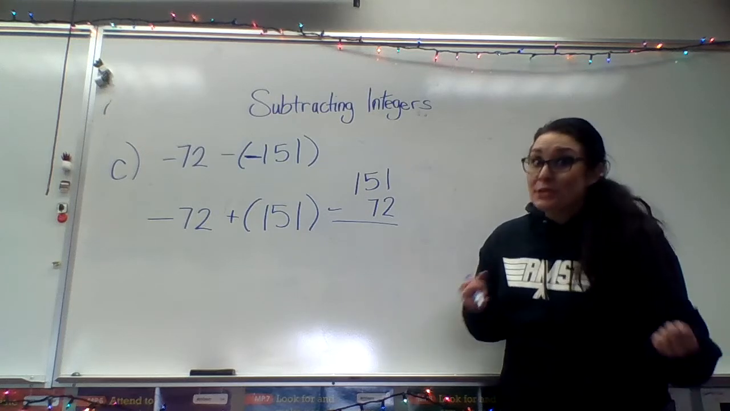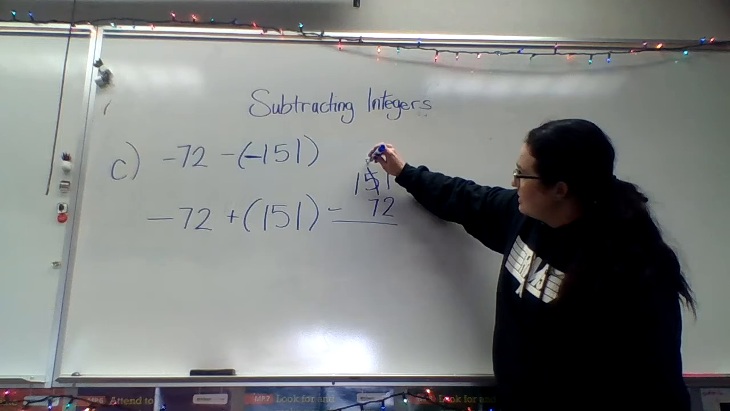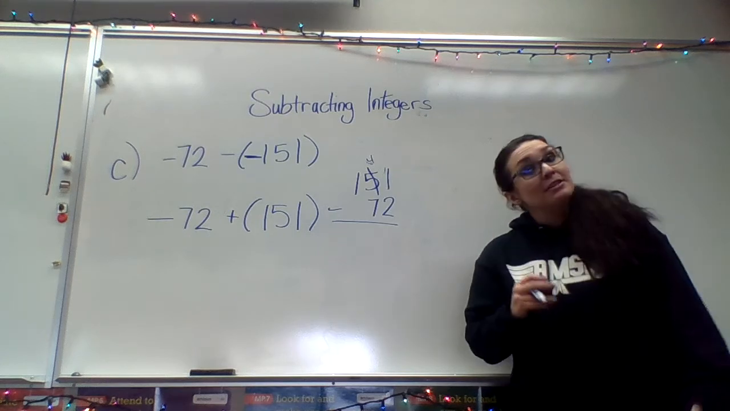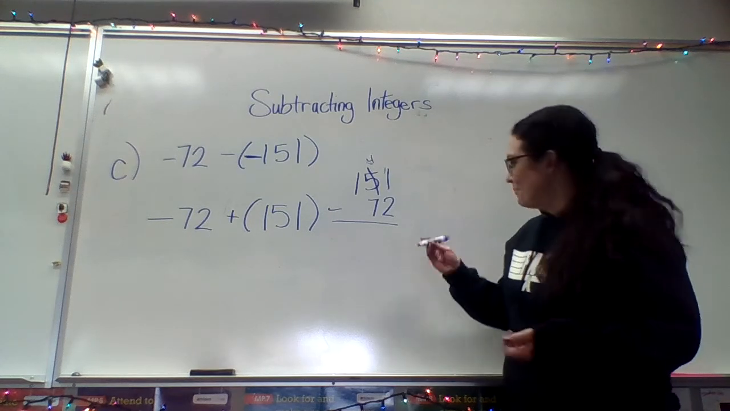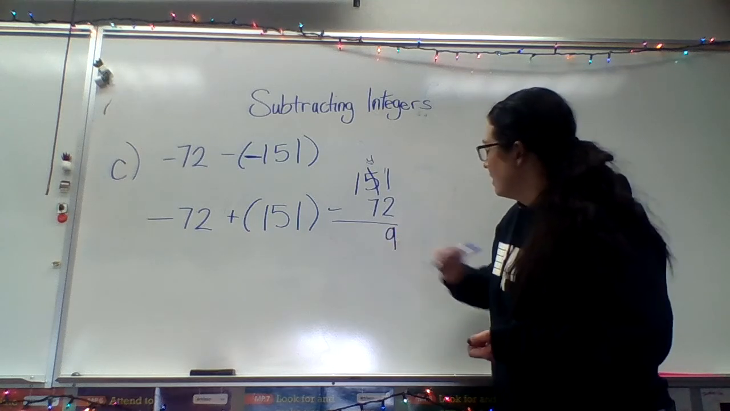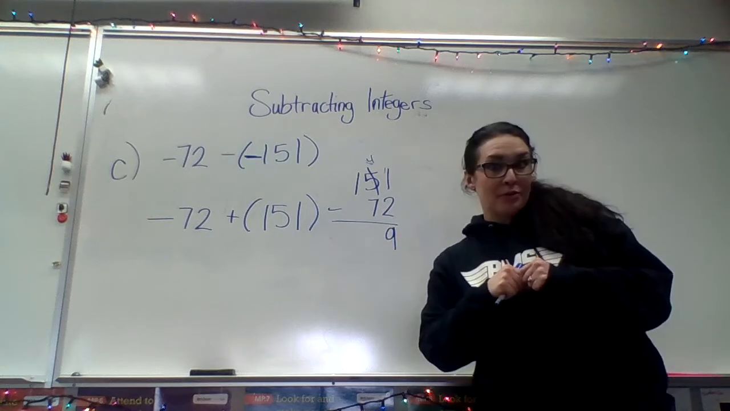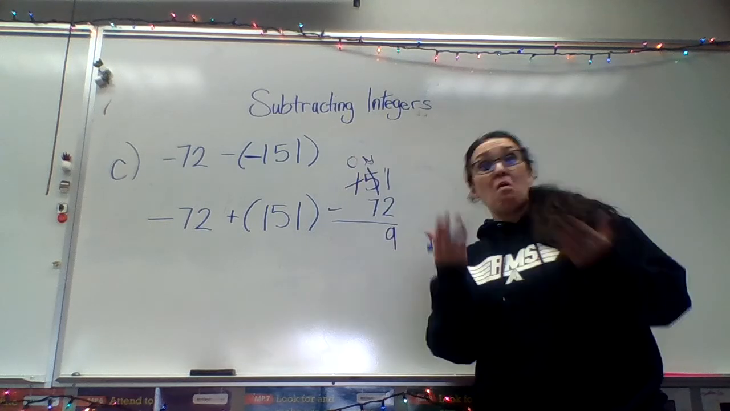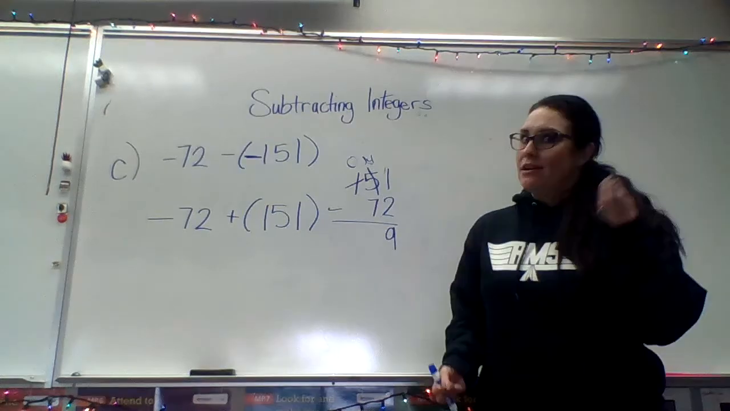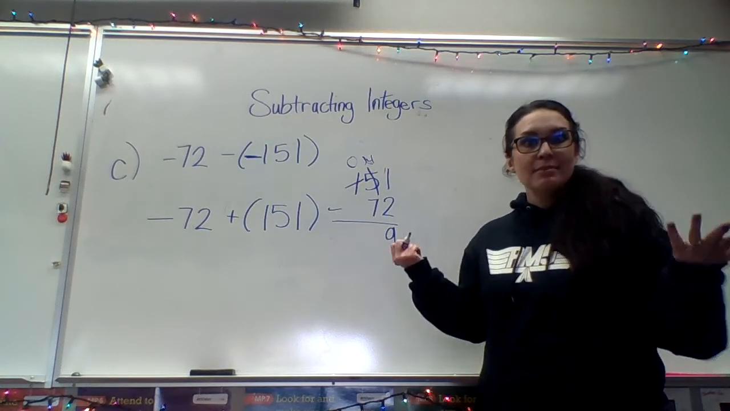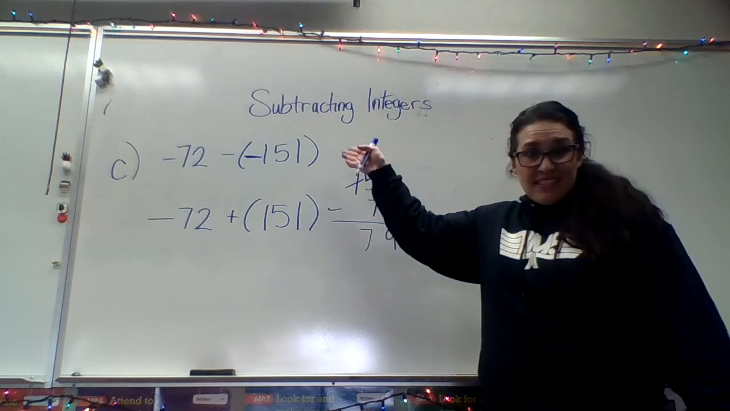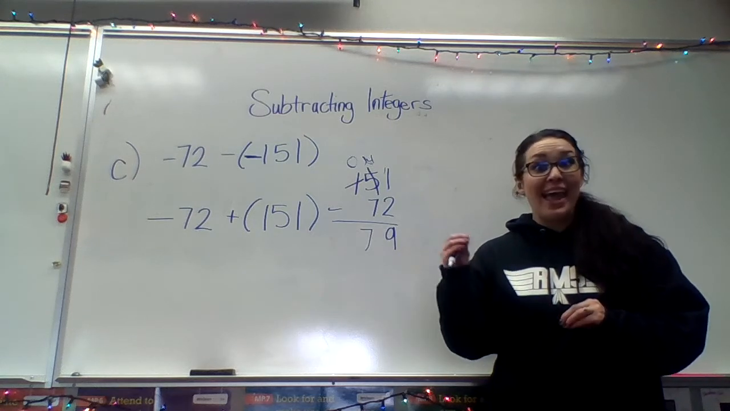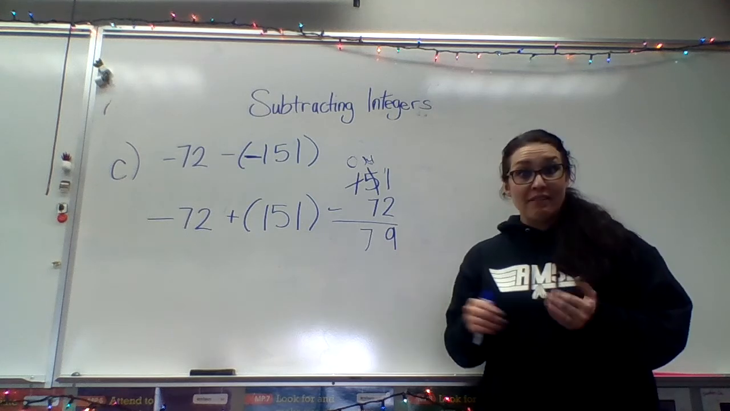1 minus 2, I need to regroup. So I'm going to come over here to my 5 tens. That becomes a 4, and I take over that extra 10 and I put it next to my 1. So now I have 11 minus 2, which is 9. And now I have 4 minus 7. I need to regroup again. So I'm going to take that 100, make that 0, and bring that 100 over to my tens. So I now have 14 tens. 14 minus 7, can I do that? You bet, it's going to be 7. And now I have 0 minus nothing. So this tells me the difference between the absolute values of negative 72 and 151 is 79.